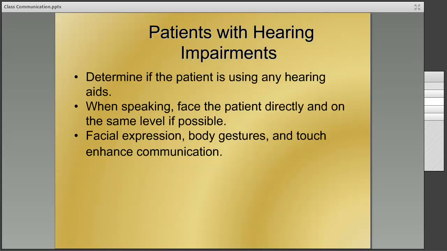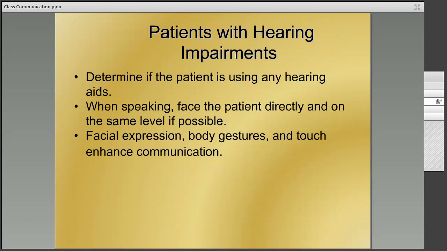Now let's talk about communication with our patients who may have some sort of disability. So the first one is patients with hearing impairments. Sometimes we'll have a deaf patient and we will have a hearing impaired patient. And so there is a difference between deaf and hearing impaired.